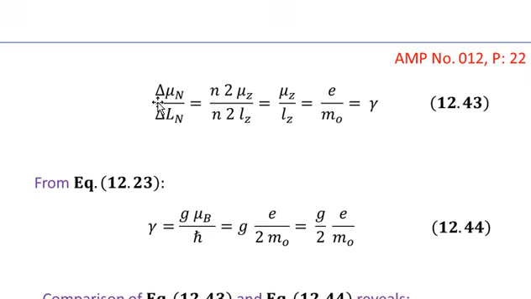Now we are calculating the ratio of delta mu N over delta Ln, which is equal to N into 2 into mu z over N into 2 into Lz. So some quantities will cancel out, and we have mu z over Lz. This mu z over Lz is equal to e over m naught, because if you specify the values of mu z and Lz from this lecture and the previous lecture, and substitute those values over here, you will get e over m naught. And then e over m naught is nothing but gamma.